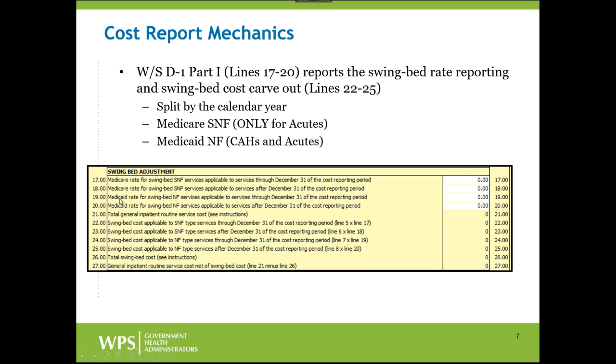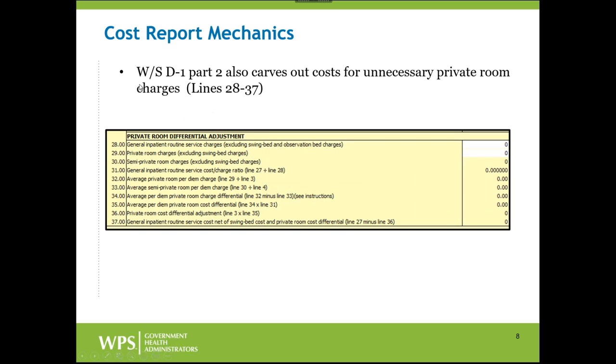19 and 20, these are the Medicaid rates for the swing bed NF, the nursing facility services, before and after 12/31. Again, this should be for both acutes and critical access hospitals. There is nothing in the cost reporting software that knows what this rate is. As we'll see in just a bit, this is state by state. We're going to talk about where to find that. And as I mentioned earlier, there are also some other carve-outs for unnecessary costs.